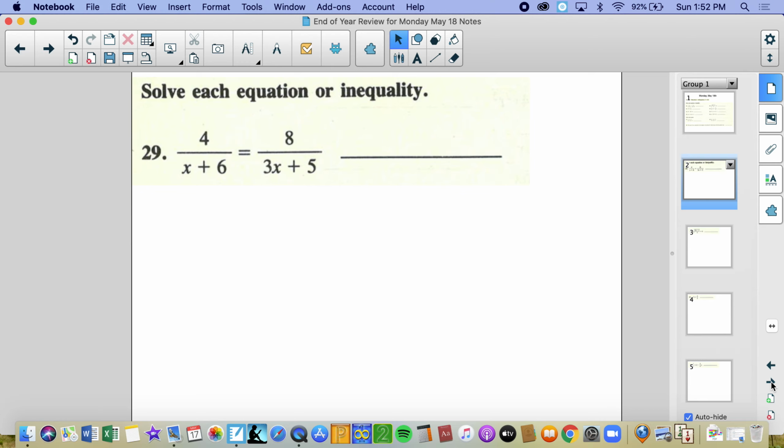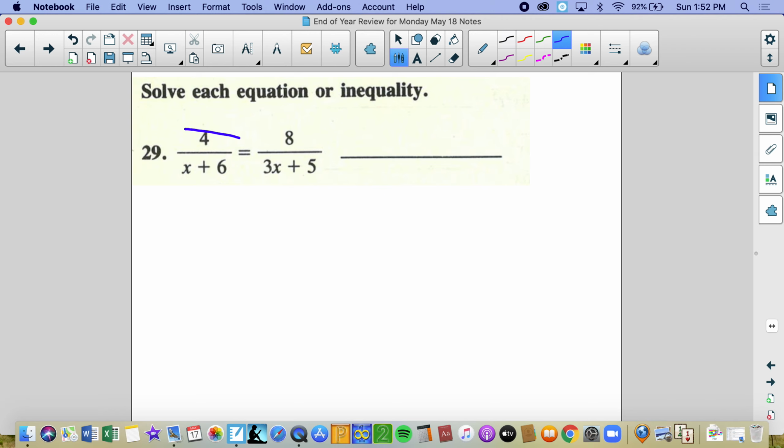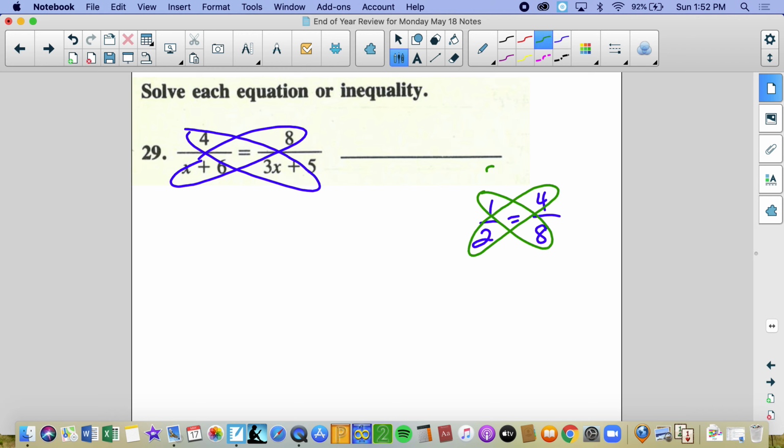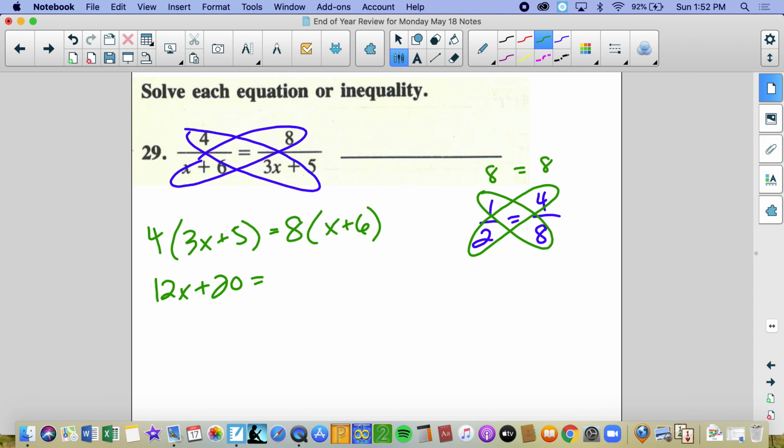Number 29, so it has two equivalent fractions. The easiest way to complete this is through cross product. We know that any fraction that is equivalent, the products across will always be equivalent. So we'll use that understanding, and we're going to use 4 times the quantity 3x plus 5 must be equal to 8 times the quantity x plus 6. We're going to distribute, which gives us 12x plus 20 equals 8x plus 48.